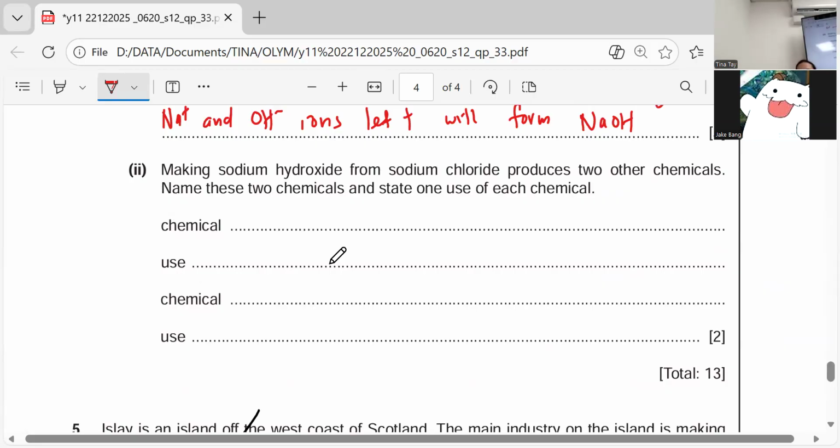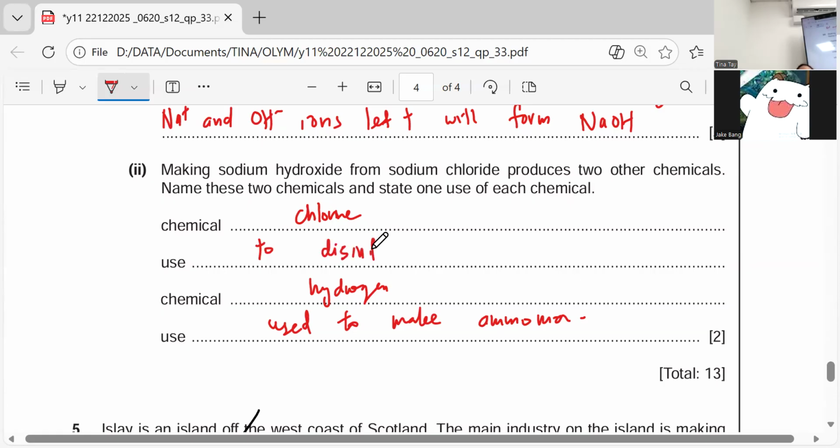Making sodium hydroxide produces two other chemicals. Name these two chemicals: chlorine and hydrogen. Hydrogen is used to make ammonia, or you can say used as a fuel in hydrogen fuel cell. Chlorine is used to disinfect water, or to kill bacteria in water.